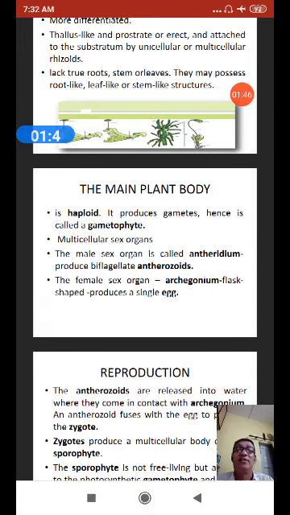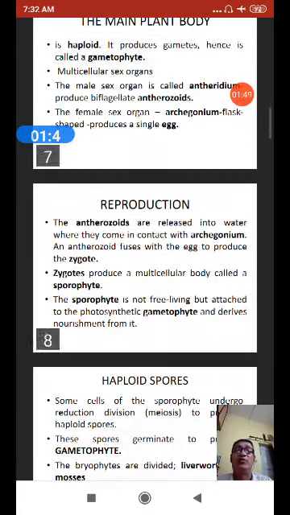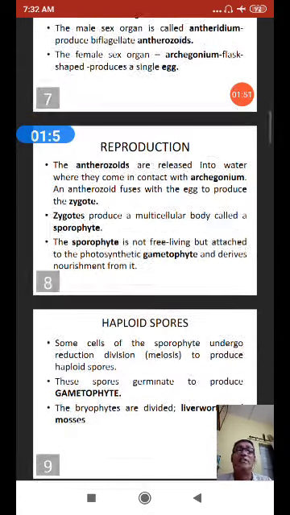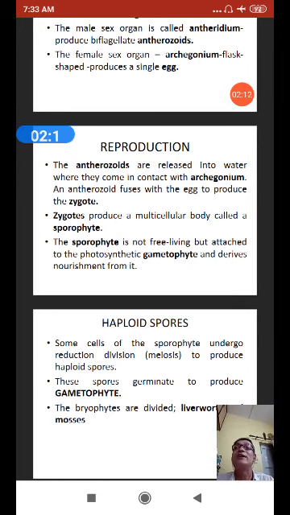So how do they reproduce? The antherozoids are released into the water, and when they come in contact with the archegonium, an antherozoid fuses with the egg to produce the zygote. The zygote produces a multicellular body called the sporophyte. The sporophyte is not free living but is attached to the photosynthetic gametophyte and derives nutrients from it.